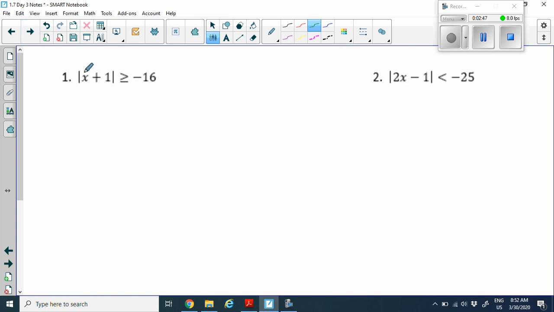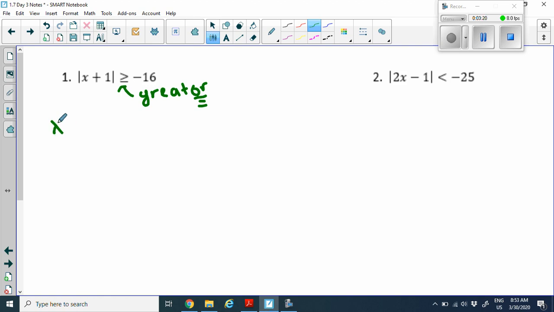Okay, we have the absolute value of x plus 1, which is greater than or equal to negative 16. So this is our greater than. Remember, it's important to know what the inequality symbol is because that will tell you if it's an or or an and problem. So greater, that means this is an or problem. With this, we still need to solve because we still need to figure out what the values are. So remember when we are doing this with absolute value inequalities, we create two inequalities.